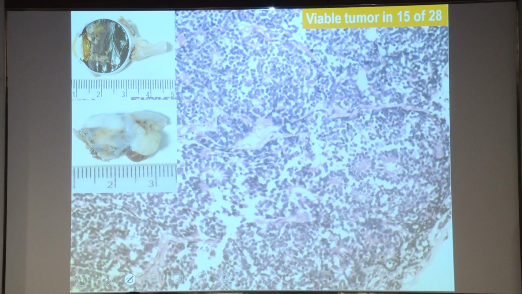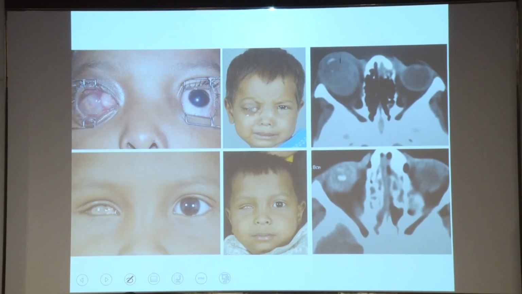Now, these are some examples of patients where, despite neoadjuvant chemotherapy, there is viable tumor. That is the reason why you have to continue treating these children. Some case examples. This child was brought with orbital RB, that is the orbital extent, and he had this kind of an appearance. You can even see an anterior scleral nodule.